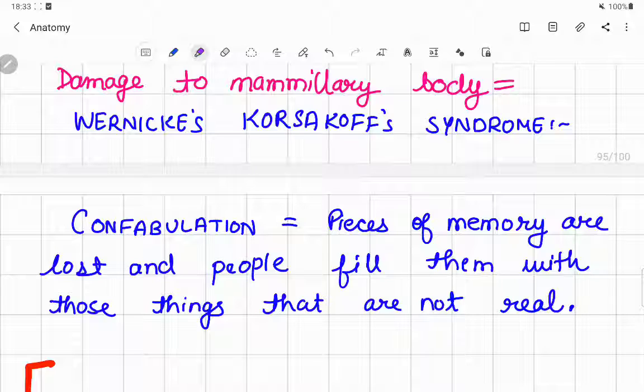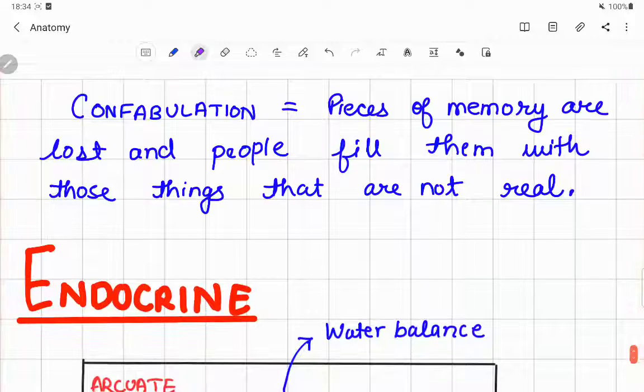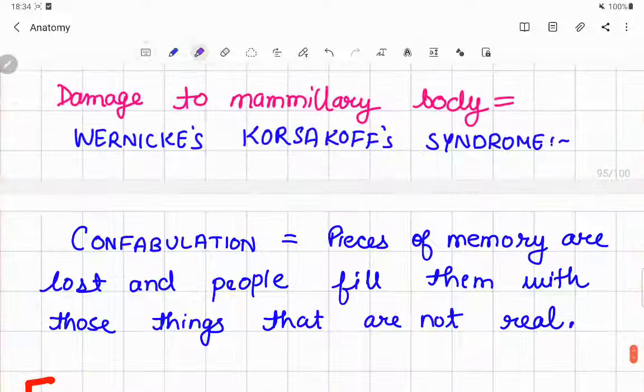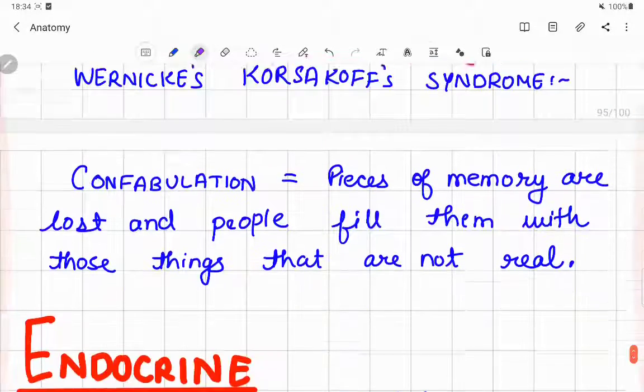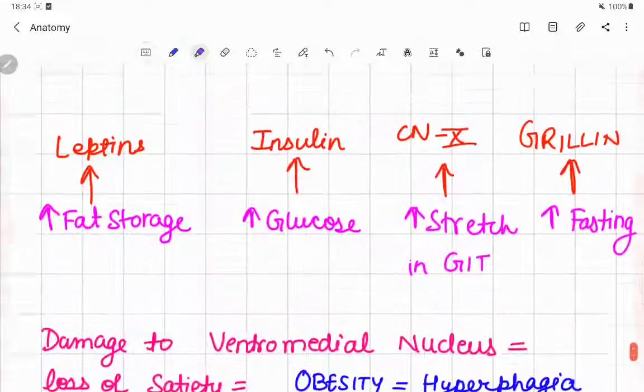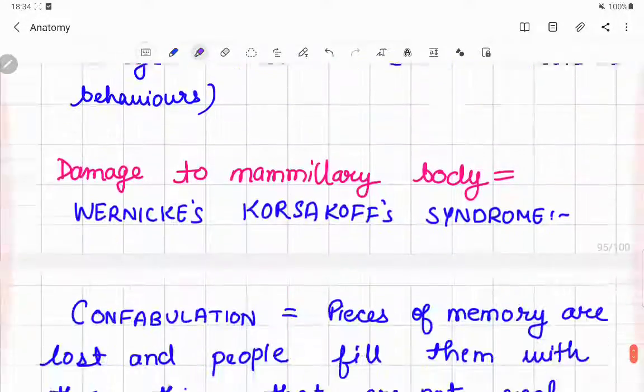Suppose they have a memory of a certain event, but certain parts of that memory are lost, that is, the pieces of memory are lost, and people fill them with their own new things which are not reality. All right, so this is called the state of confabulation, which is present in Wernicke-Korsakoff syndrome, which is caused by damage in the mammillary body.